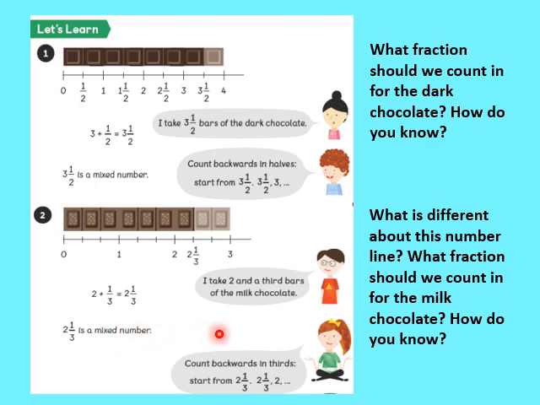And Holly here gives us an extra challenge. She says count backwards in thirds and start from 2 and 1/3. So let's try it. We have 2 and 1/3, 2, 1 and 2/3, 1 and 1/3, 1, 2/3, 1/3, and 0.